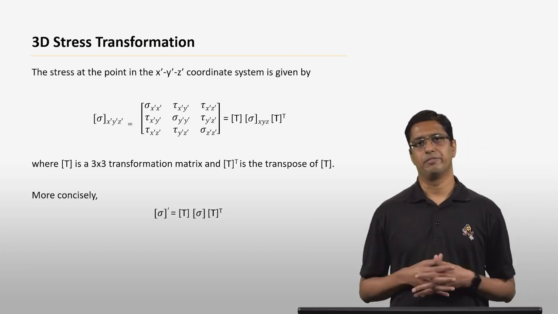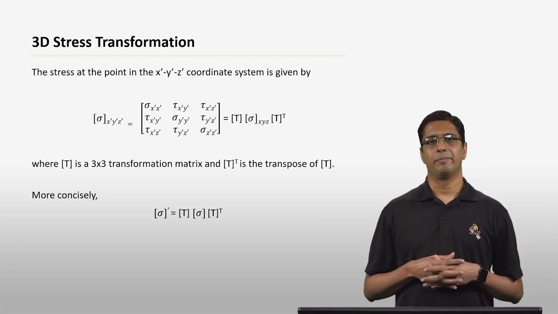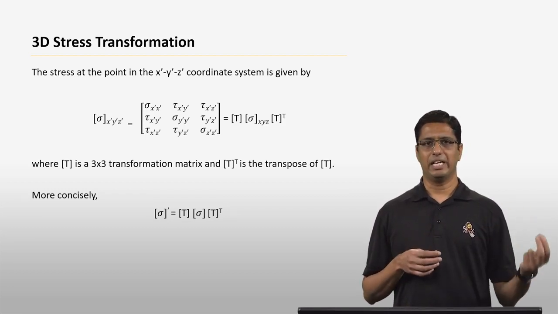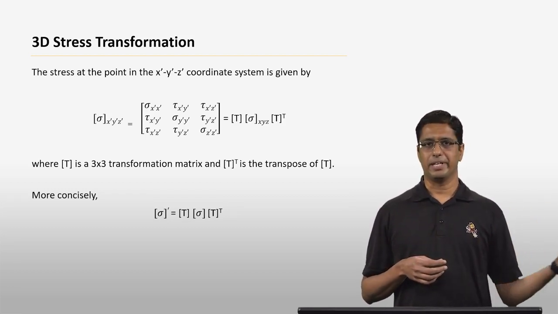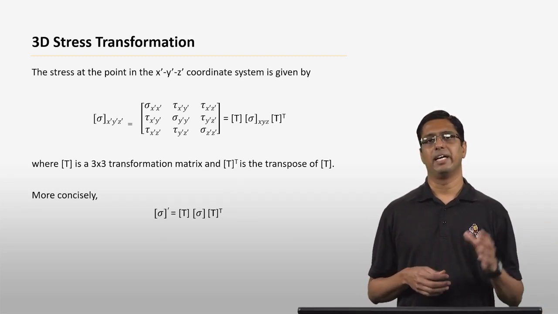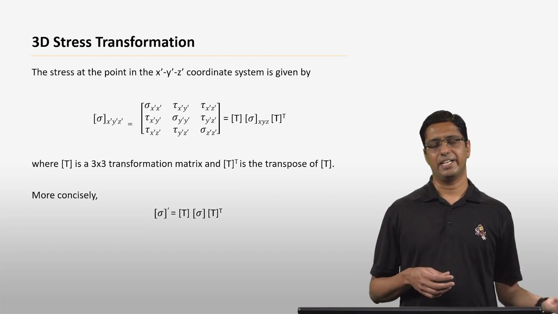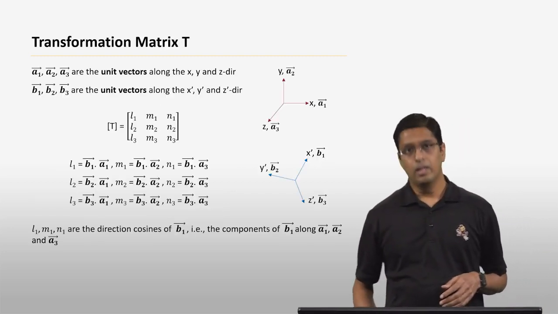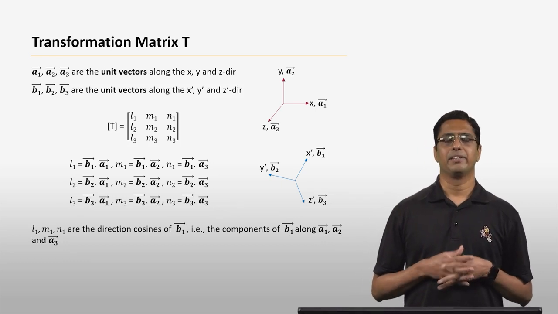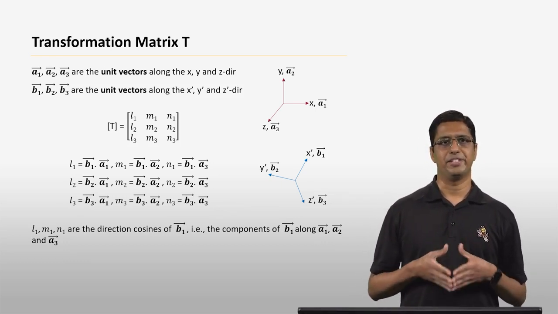Okay, so if you are not familiar with what the transpose is, a transpose is essentially you are taking each element and reflecting it about the diagonal. So if it is Aij, it becomes Aji in the new matrix. Okay, so how do we get this transformation matrix T? Okay, this is an important point and I want you to pay attention.